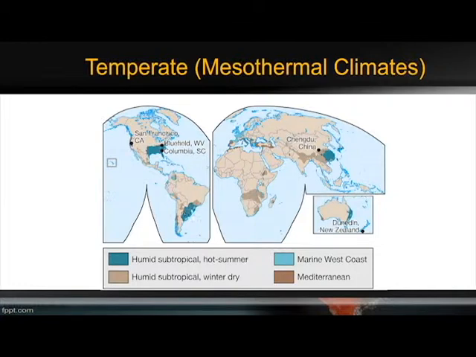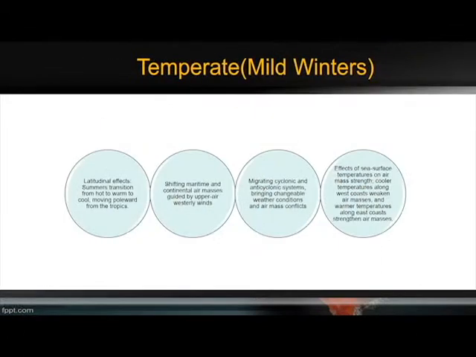You can see most of South America, South United States. Also you can have them in Europe and Asia. They are classified as humid subtropical hot summer, humid subtropical winter dry, marine west coast, and Mediterranean. So let's see the characteristics of each one of them.